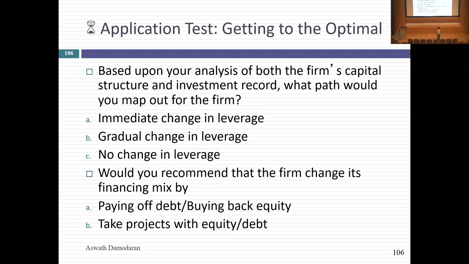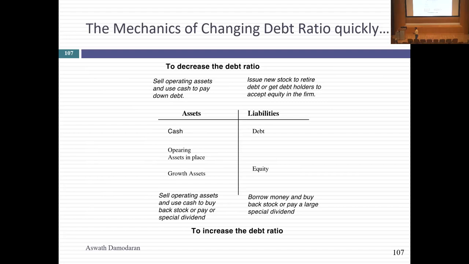So that's going to bring you to a point where you have to decide what to do next. If you decide that you have to move quickly, let's very quickly review your choices. If you have too little debt, to increase your debt ratio, you can sell operating assets and use the cash. So if you want to increase the debt ratio, you can use it to buy back stock or pay a special dividend.